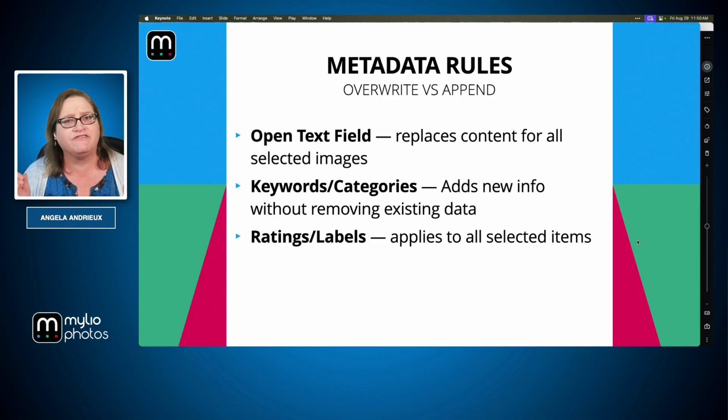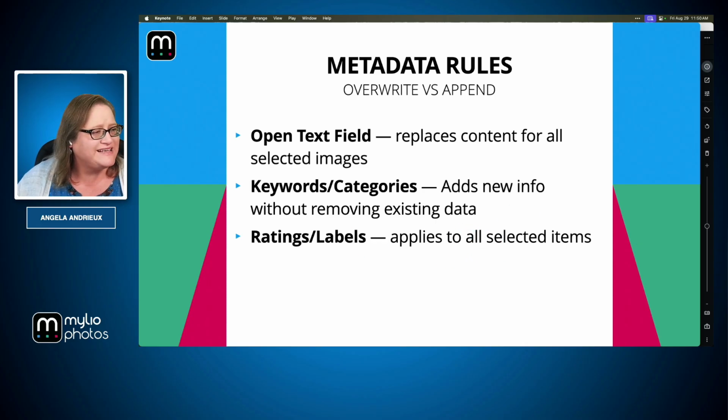And with your flags, if you previously hadn't flagged anything and marked it as a pick, then all of those will be picks. If you previously marked one as a reject and you marked it as a pick, it will now be a pick. So again, that applies to all of the selected items. Are there any questions on that? I just want to make sure that that part is clear and easily understood.